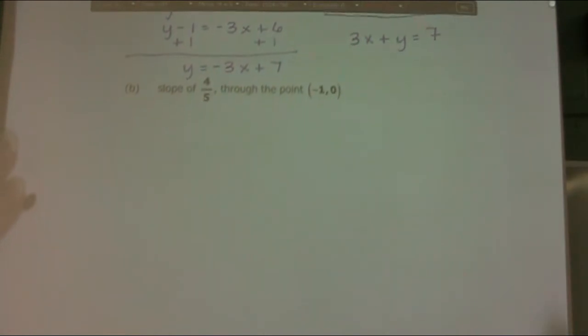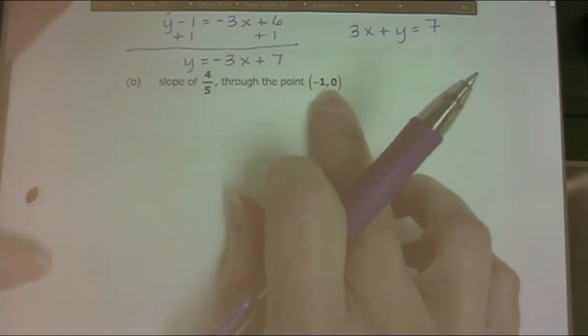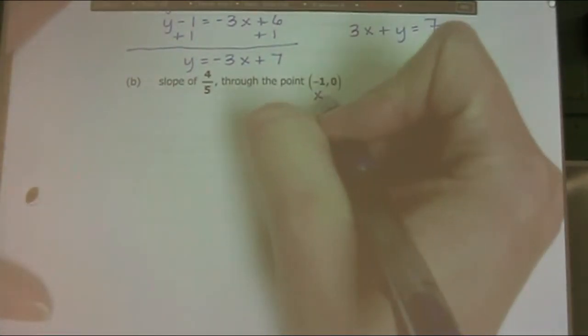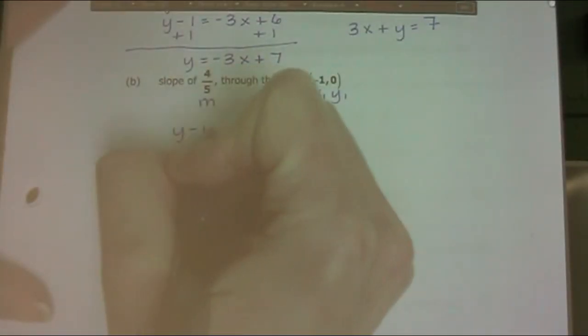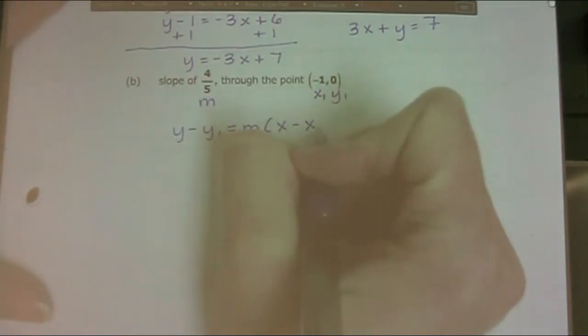So we have b here with a slope of 4/5 and through the point -1, 0. All right? First of all, any point that has a 0 in the y position is actually an x-intercept. So this happens to be an x-intercept. But we're still going to call it x1 and y1. And the 4/5 is the m, the slope. So now I'm going to use my formula. Y minus y1 equals m times x minus x1.